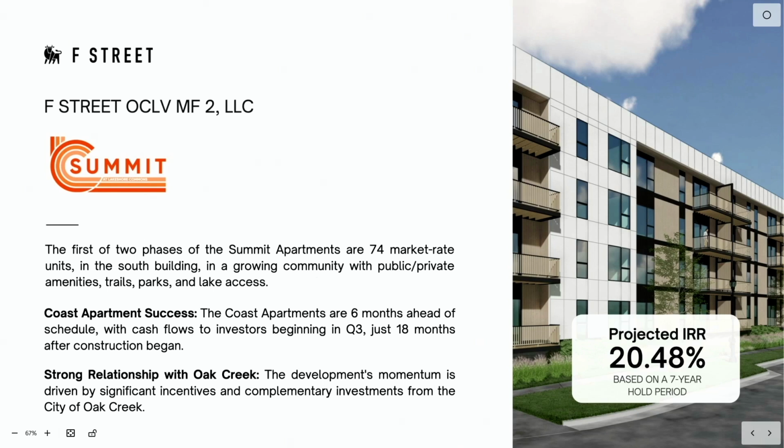Summit is coming on the heels, which will be 74 units of market rate apartments. We're projecting an IRR of 20.48 on a 7-year hold. Time frame's different, 4 years, 7 years. Coast Apartment success. The Coast Apartments, which is directly across the street, are 6 months ahead of schedule with cash flow to investors beginning in Q3. Just 18 months on 199 units of build. We are going to commence distributions next quarter. I'm so proud of that.